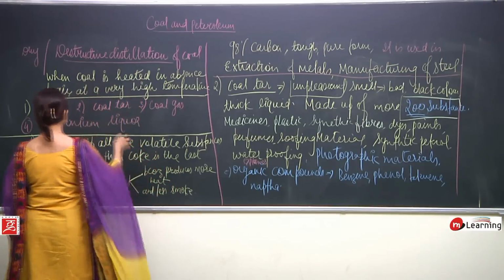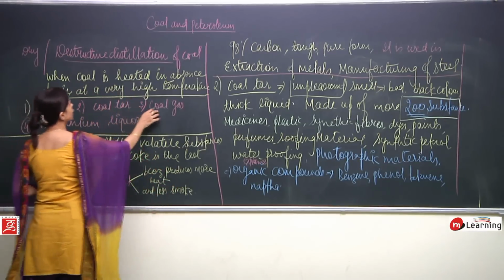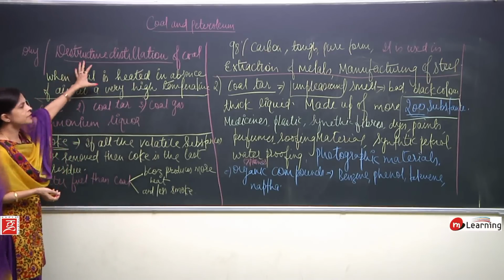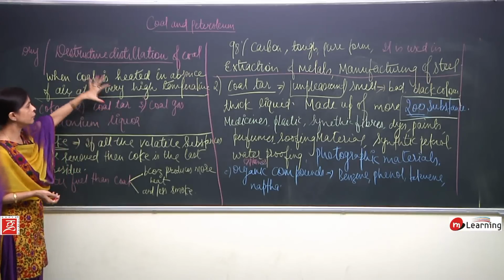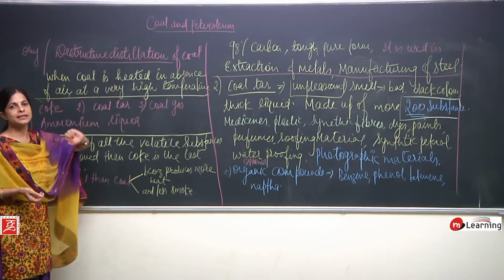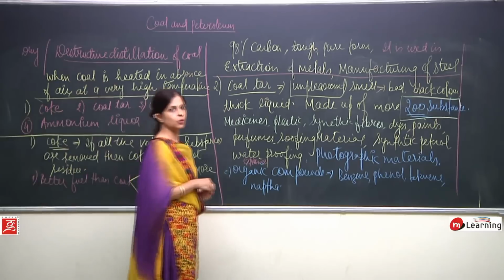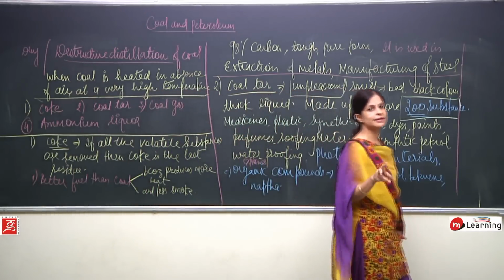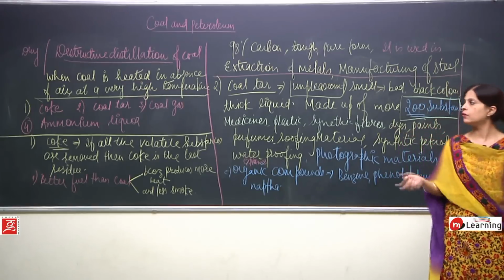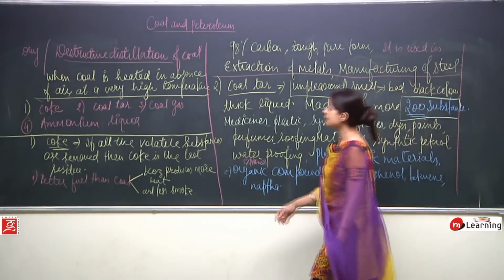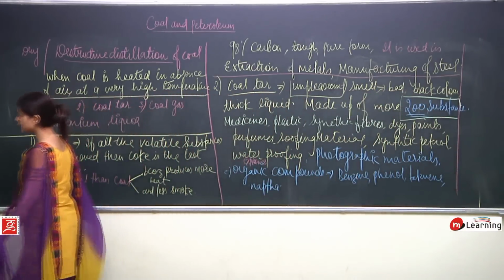So come to the next one. Now we'll be discussing the coal gas. See, again, destructive distillation, and what is that? When coal is heated in absence of air. Now what are the things which are formed? Coke and coal tar, these two things we have discussed. Now we'll be discussing the coal gas and ammonium liquor. So first we'll talk about coal gas.